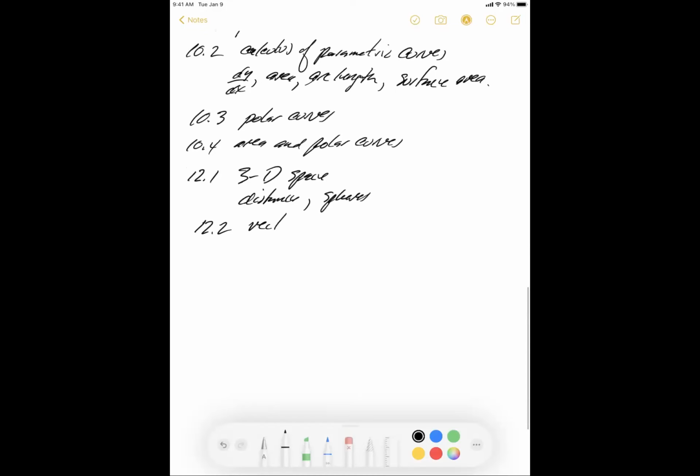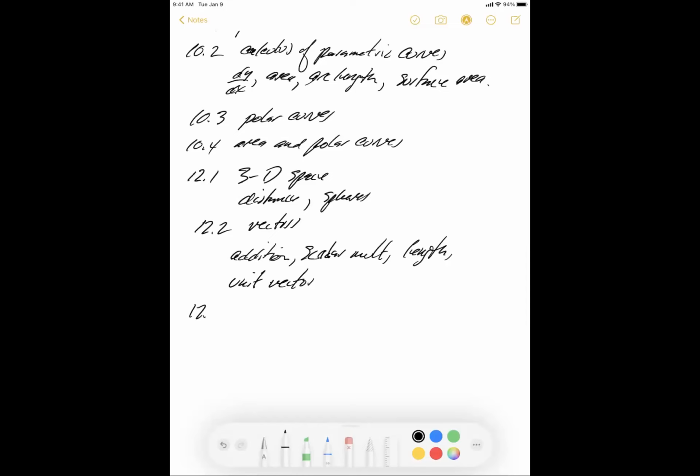12.2 is the introduction of vectors. And so the operations that we learned that you can do with vectors: addition, scalar multiplication, length. We talked about unit vectors, what a unit vector is, and how to find it. Anytime you have a non-zero vector, there is a unit vector that points in exactly the same direction, right? So you should know how to find that unit vector.